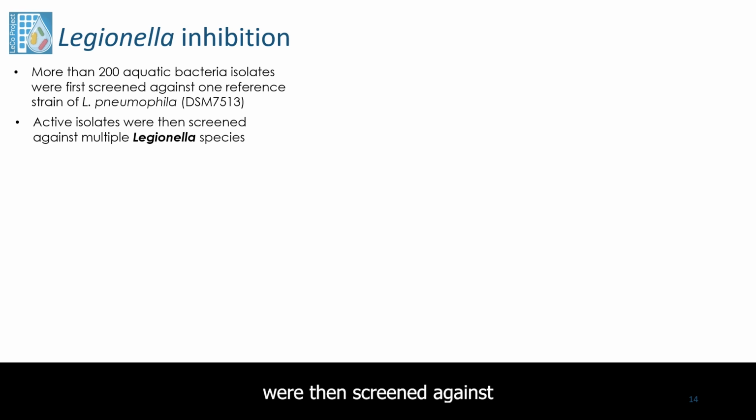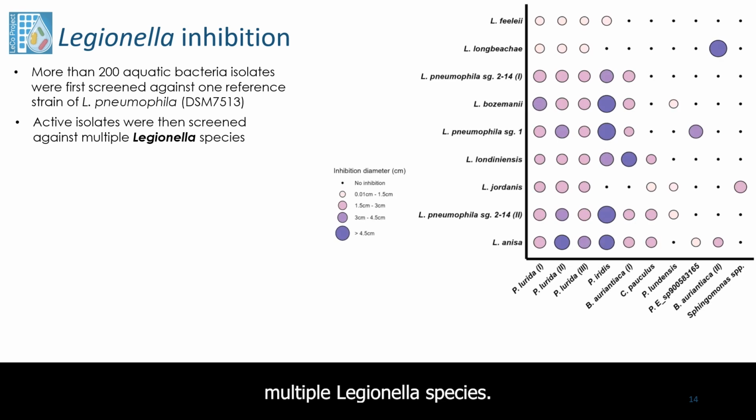These active isolates were then screened against multiple Legionella species. Here you can see a bubble plot. This indicates when an inhibition occurred. You see a bubble of a different color and size. When no inhibition occurred, you see a black spot.